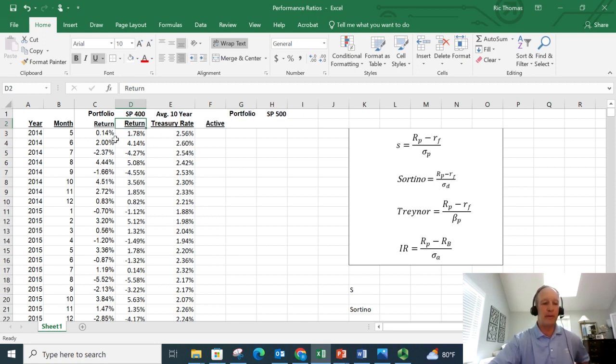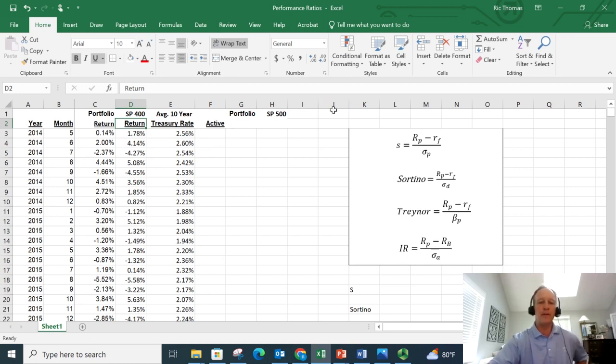And so, you can see when the market goes down, they tend to go down, and when the market goes up, the portfolio tends to go up. So they kind of move together. I've also got on here the 10-year treasury rate, the average 10-year treasury rate that existed in each month over time. That's going to be helpful when we calculate the risk-free rate. And then I've got a few other symbols, and I'll fill those in as we go through this.